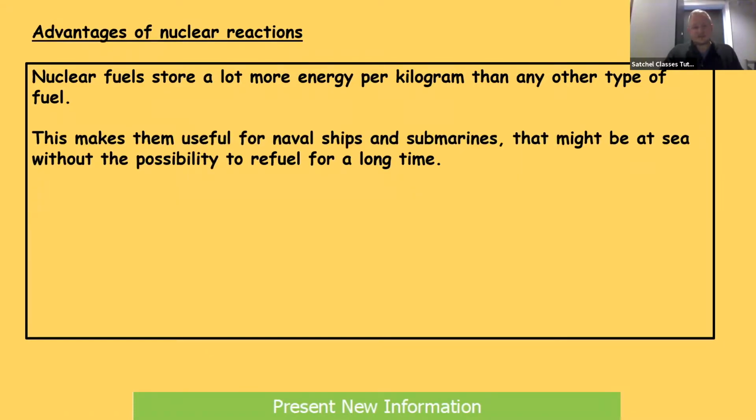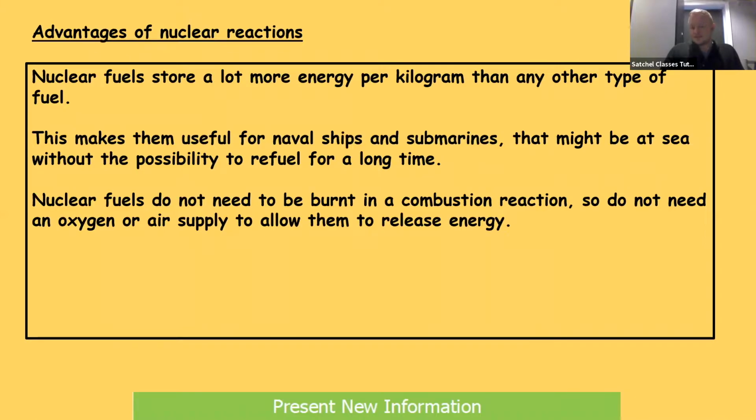This means that they're very useful for things like naval ships and submarines, because if they have to be at sea for a very long time without the possibility to refuel, for example in the military where you've got a spy ship or a spy submarine that you don't want coming up for a long period of time, then uranium makes sense as a fuel. They're also really useful for powering spacecraft such as satellites, because there's no possibility of ever refueling those if they're on a mission out to a far distant planet. So a nuclear reactor to provide energy to keep that operating is a very useful idea because it keeps the mass low, which makes it easier to get it into orbit.